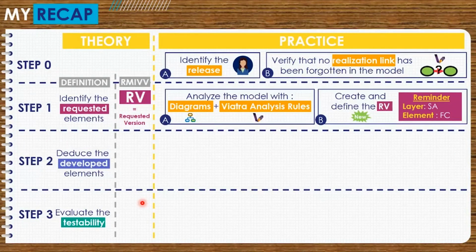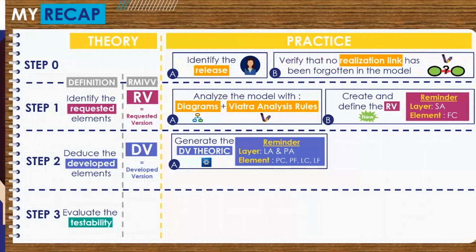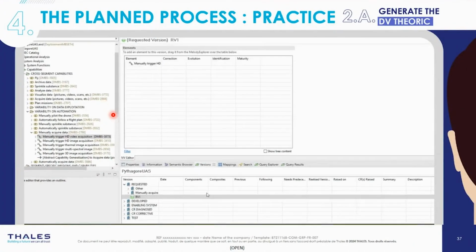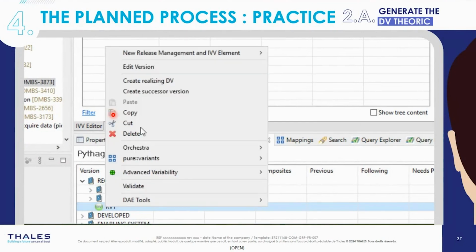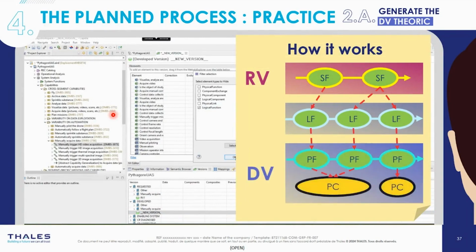We'll figure out the solution. So we are going to use the second type of version, the developed version. This time, the IVV manager doesn't create a new empty version. Instead, he will generate it from the requested version. And once again, the process is both quick and simple. The RMIVV add-on will ensure that we do not overlook any functions or components and will provide us the results in 10 seconds, which would take an hour to analyze and record.